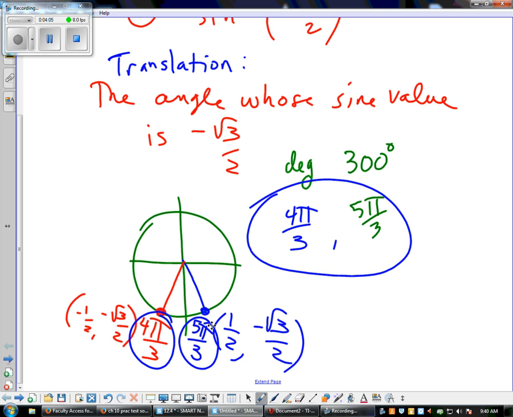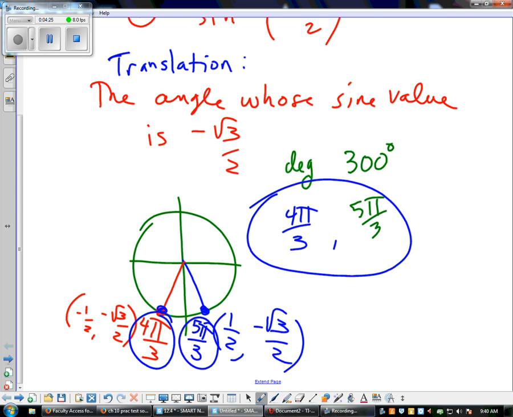All right. Are you asking why it's this point and this point on the unit circle? Because we're looking at our unit circle and we see that those are the two that have a y coordinate of negative square root of 3 over 2.